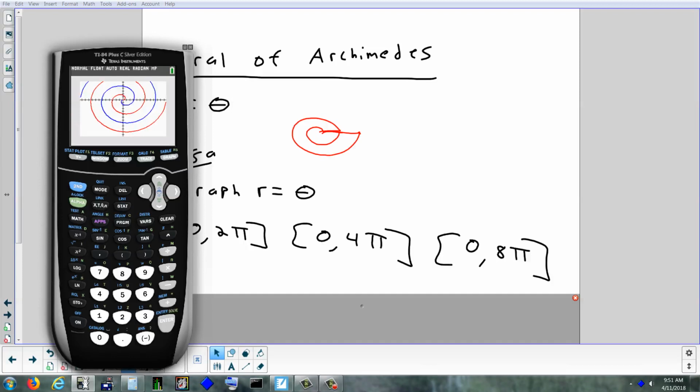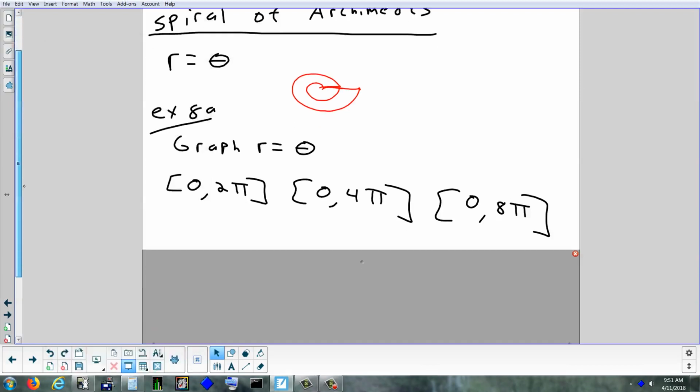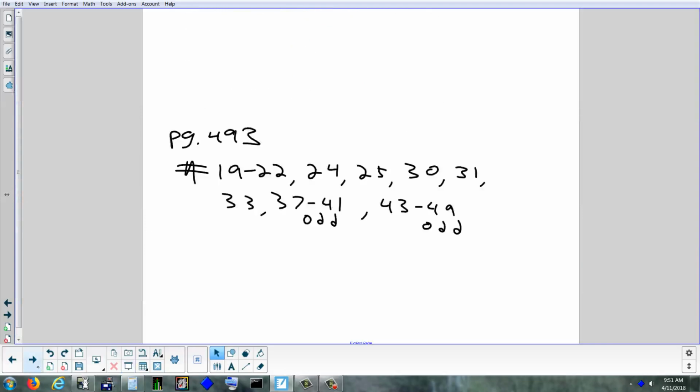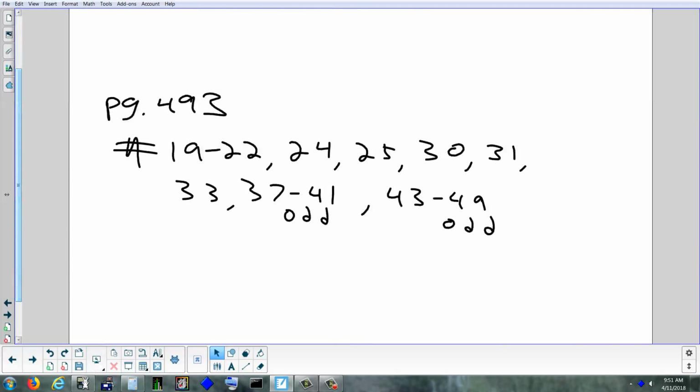All kinds of different things you can do. So any question on the spiral? And that's just graphing it with negative intervals. I'll let you play with that, and you can see what it looks like if you graph with negative intervals instead of positive. All right, so that pretty much wraps up everything we're going to do on parametric and polar.